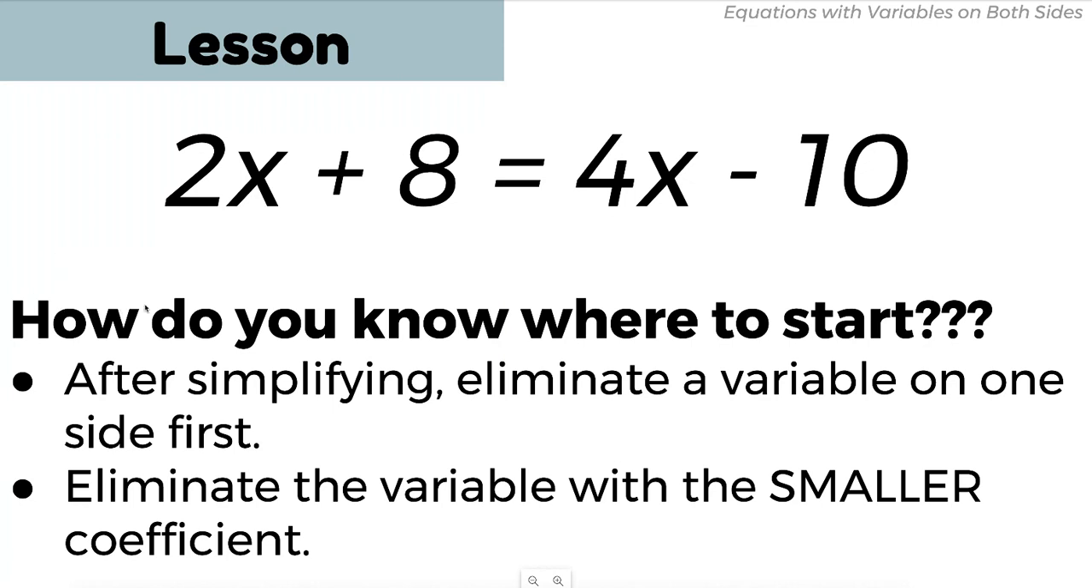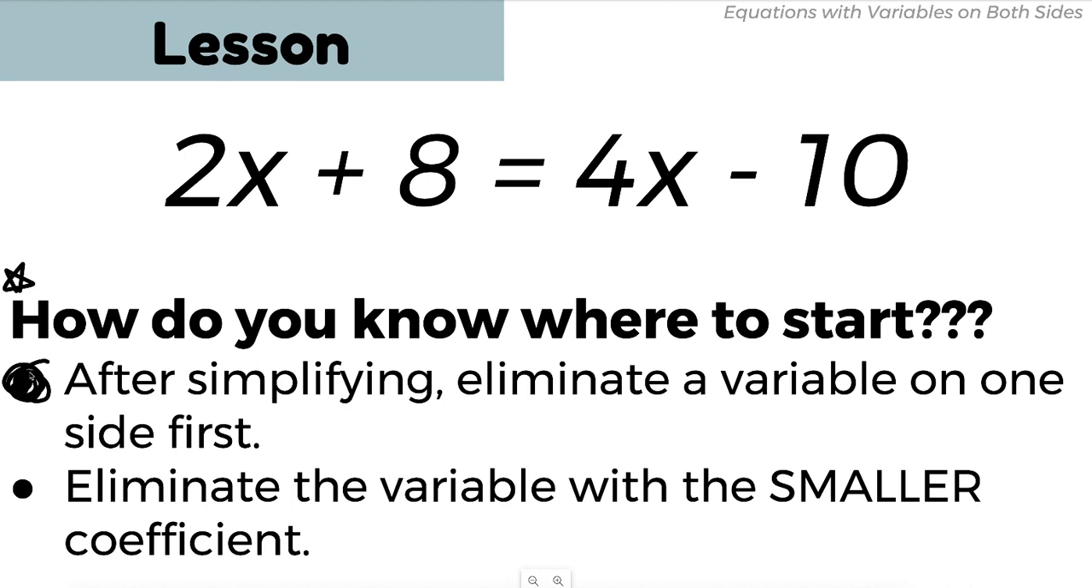Definitely copy these tips down as well. The number one question is, how do you even know where to start? Because remember, we want to collect our variables on one side and our constants on the other. So things are going to move around. The first tip, after simplifying, so we're still doing our first simplifying step: after you simplify, eliminate a variable on one side first. If you choose one of the variables to eliminate first, that gives you the most control.